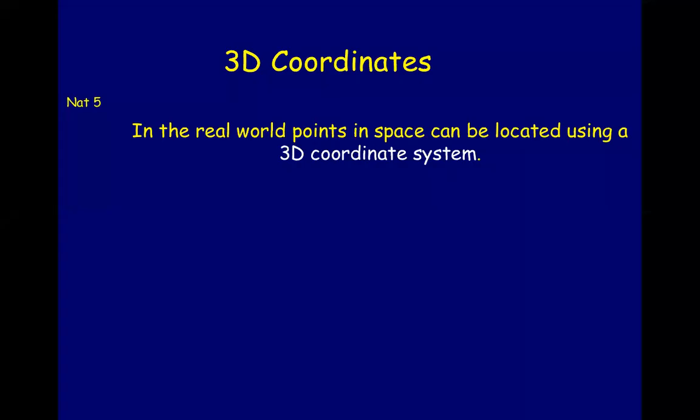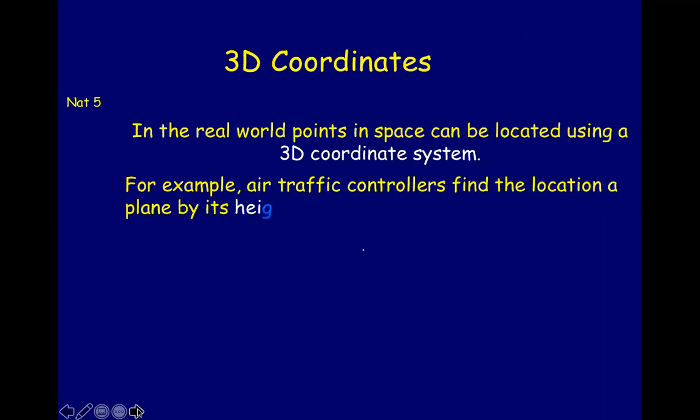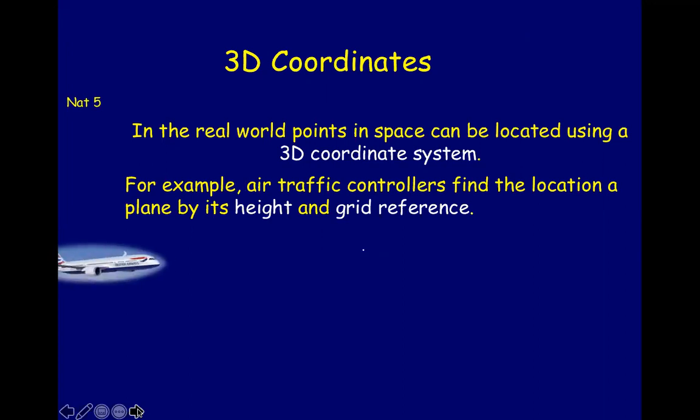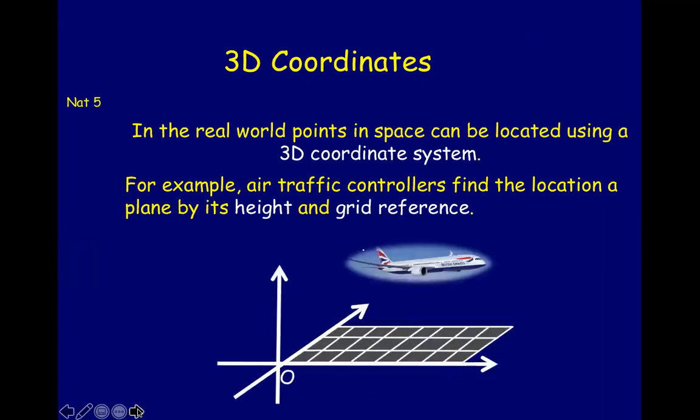Okay, so we're looking at 3D coordinates today. In the real world, points in space can be located if you use what we call 3D coordinates. For example, you might be surprised that the software used for air traffic controllers finds location by height and a reference on a grid. So that's how they give a position.